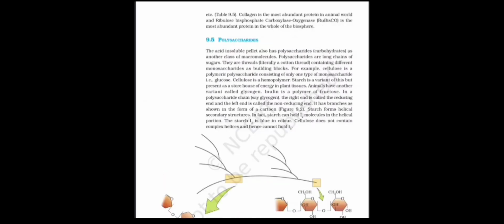Polysaccharides. The acid insoluble pellet also has polysaccharides, carbohydrates, as another class of macromolecules. Polysaccharides are long chains of sugars. They are threads, literally like a cotton thread, containing different monosaccharides as building blocks. For example, cellulose is a polymeric polysaccharide consisting of only one type of monosaccharide, glucose. Cellulose is a homopolymer. Starch is a variant of this but present as a storehouse of energy in plant tissues. Animals have another variant called glycogen. Inulin is a polymer of fructose.